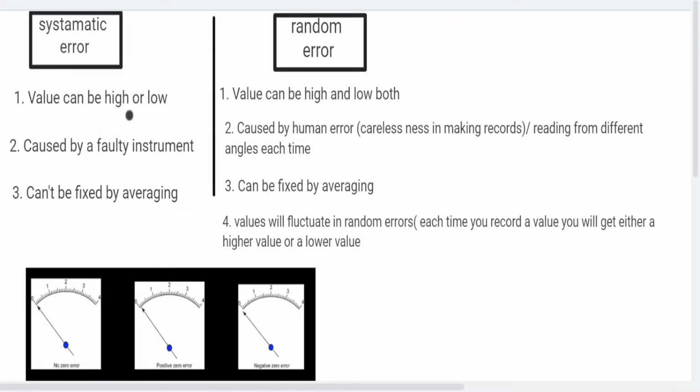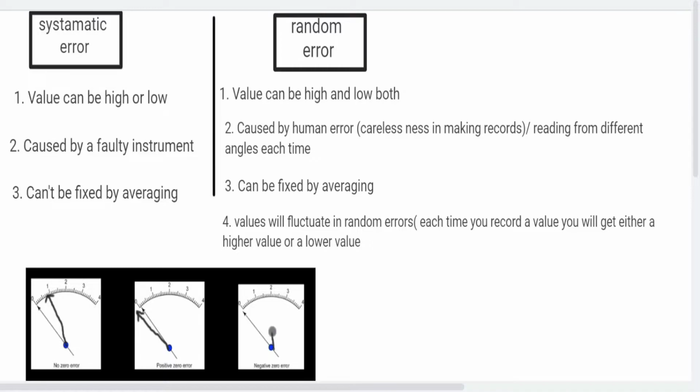Let's start with the differences between systematic and random errors. In systematic error, the value can be high or low, but it can't be both high and low. Let's say I have a scale here, and you can see that the scale is starting from 0. If the value is high, that means this arrow is not starting from 0, it's starting somewhere above 0. If the value was low, that means this arrow is starting somewhere below 0.